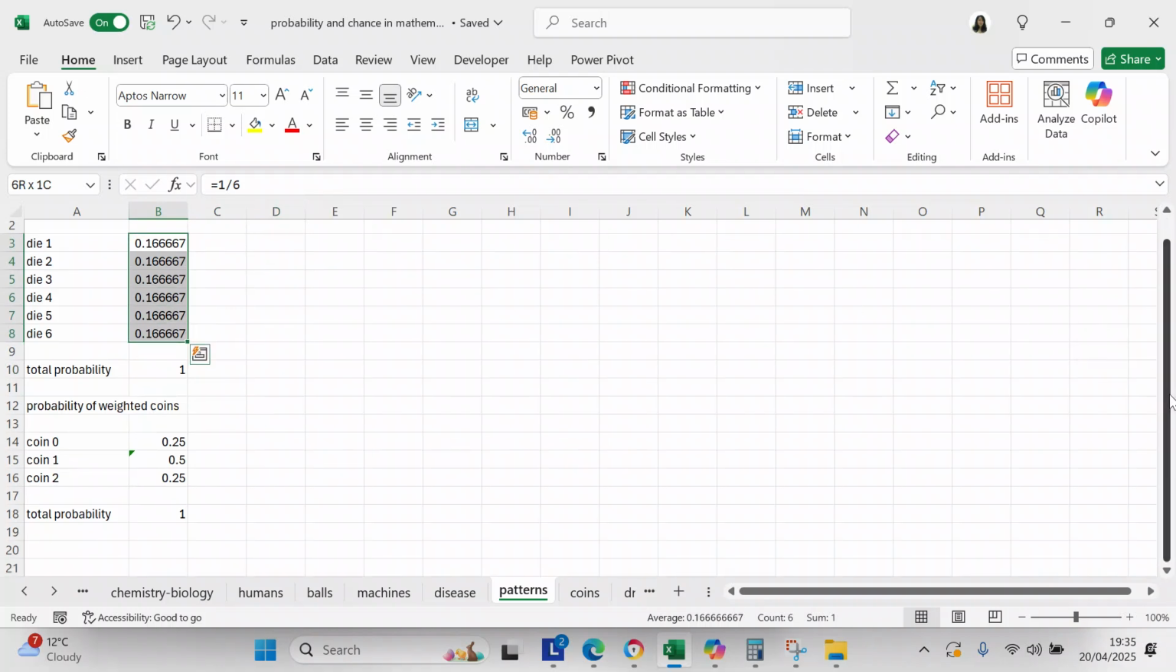So in the probability of weighted coins. So these coins are weighted. And so coin 0 is 0.25. Coin 1 is 0.5. Coin 2 is 0.25. And it gives you a total probability of 1. So that's just a question that we covered in patterns.